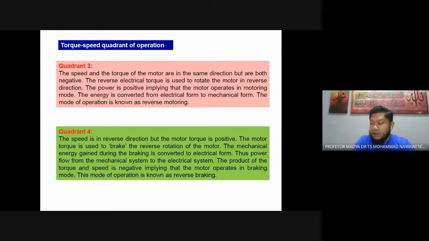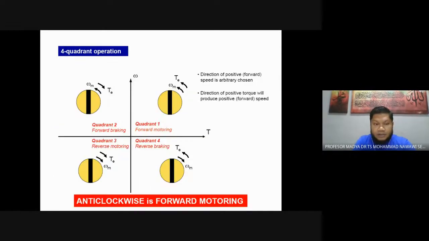Okay, right. So next, let's look further at this motor as well. As I described just now, we have this. I think you can read that. This is easy to understand, as I did draw just now. So we have forward motoring, forward braking, reverse motoring, and reverse braking. Okay. So this is a 4 quadrant operation.